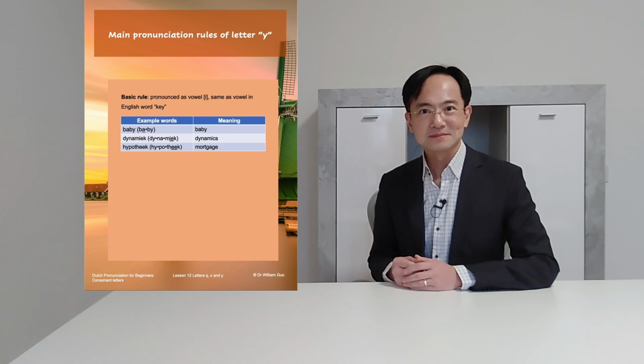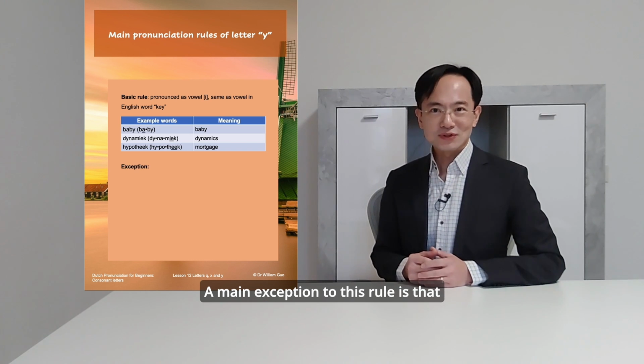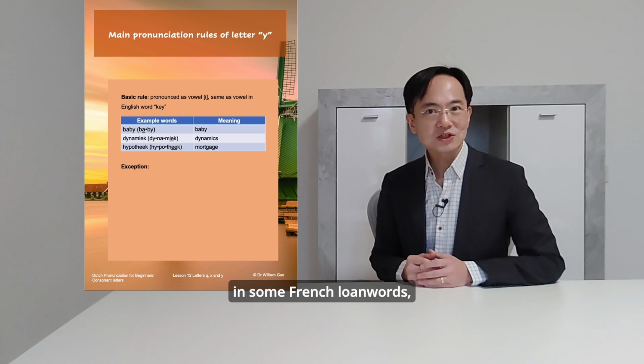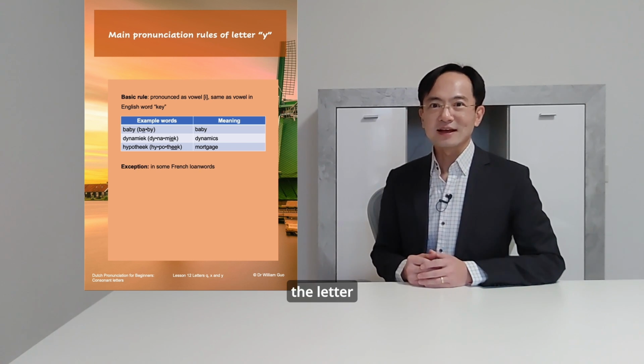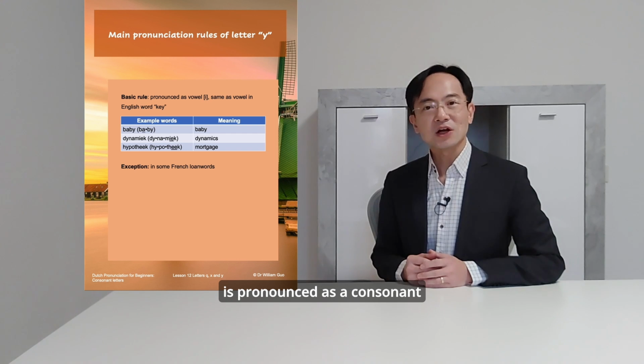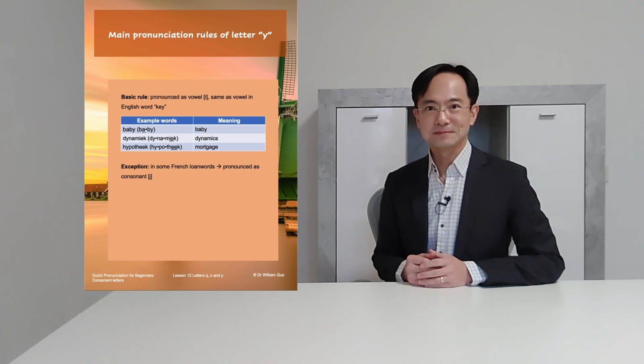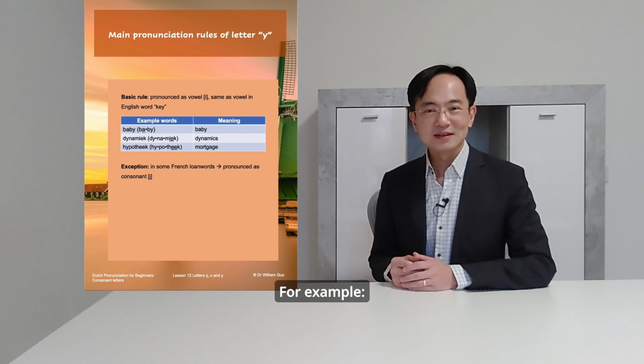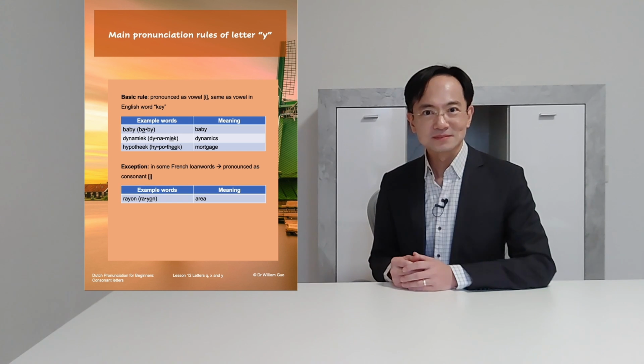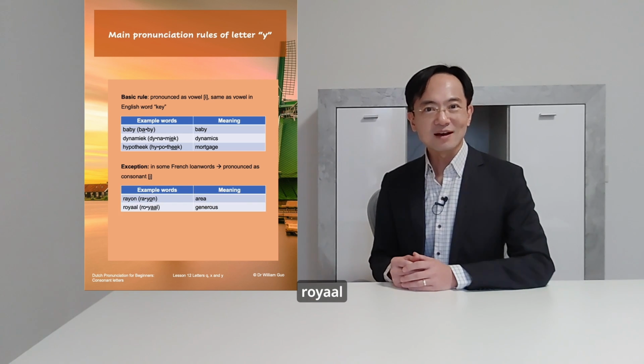hypothèque. A main exception to this rule is that in some French loanwords, the letter Y is pronounced as a consonant Y. For example, rayon, royal.